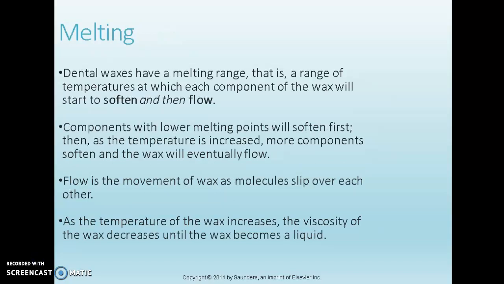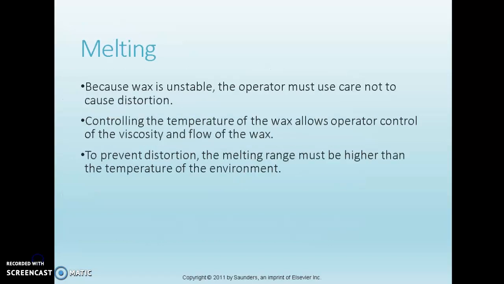When we talk about melting, we have to remember that dental waxes have a melting range. That is a range of temperatures at which each component of the wax will start to soften and then begin to flow. So that softening happens first, and then the flow happens second. Components with lower melting points will soften first, and then as the temperature is increased, more components will soften and the wax begins to flow. The flow is the movement of wax as its molecules slip over one another. As the temperature of the wax increases, the viscosity of the wax decreases until the wax becomes a liquid.